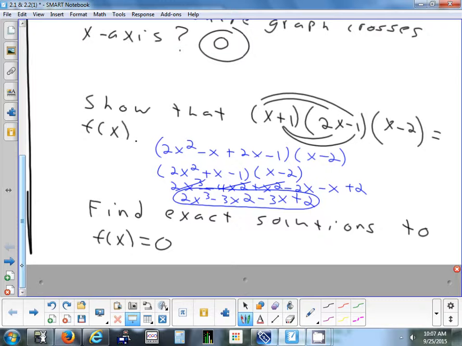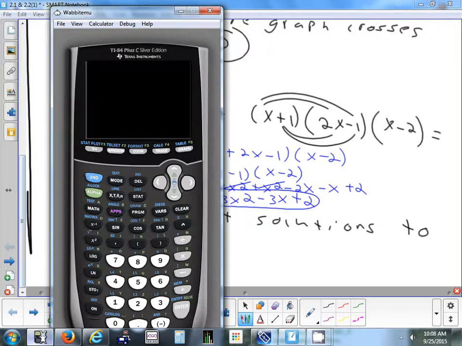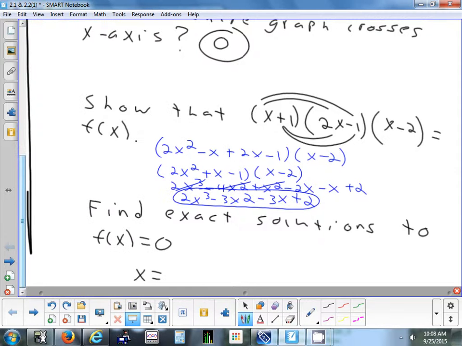All right, now, last thing I want to do is actually find all the places where this graph crosses the x-axis, where y, or f of x, is equal to 0. So I'm going to look at the graph, hit graph, and do second calc 0, and I'm going to have to do this 3 times. Pick a point to the left, pick a point to the right, do my guess, and one place it crosses the x-axis is at -1.